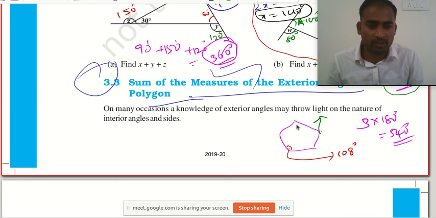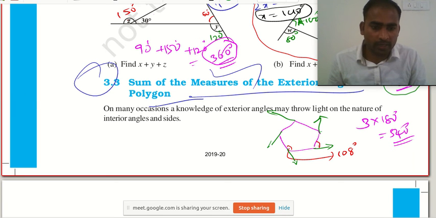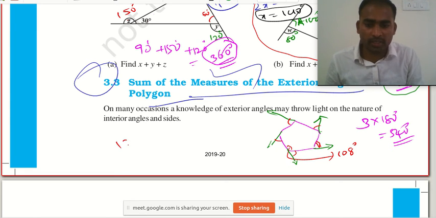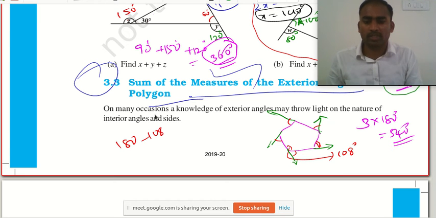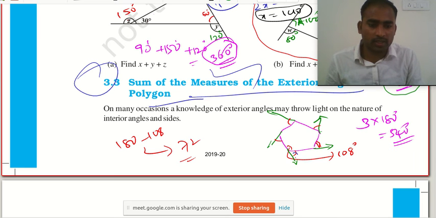Sum of all the exterior angles. I am extending this one. Okay, next, here we will find. What is the angle here? If this is 108, then this one is how much? 180 minus 108 is 72. So this is 72. Here it is also 72 degrees, here also 72, here also 72, and here also 72 degrees.